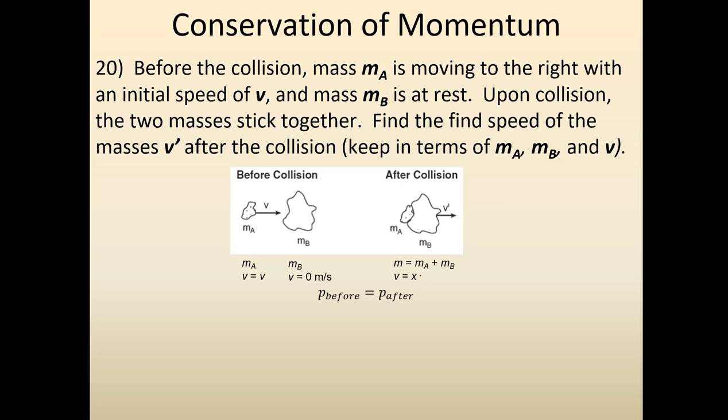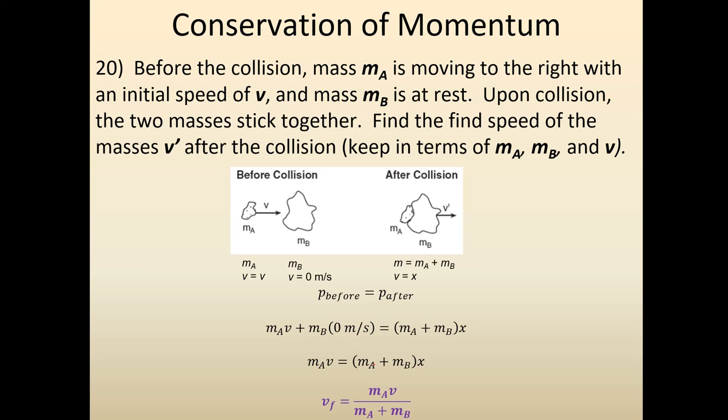We do the same thing where we do p before equals p after. We multiply the mass and velocity for each term. So mA times v, mB times 0, and that's going to be equal to mA plus mB times x. Clean it up, solve for x by dividing this term over. So again, you wouldn't move the terms one by one. You divide it over as one full object. And your final velocity is going to look really weird, but it's going to be written like this: mAv divided by mA plus mB.